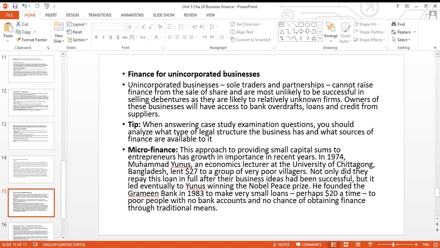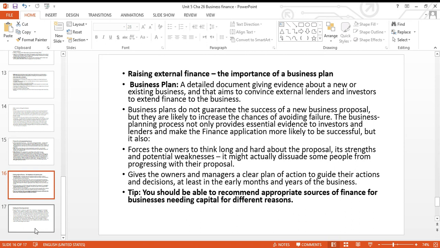Then there's another thing which is called microfinance. Microfinance is very small amounts given to people with not a lot of resources, and they can then use this finance to set up their small businesses.